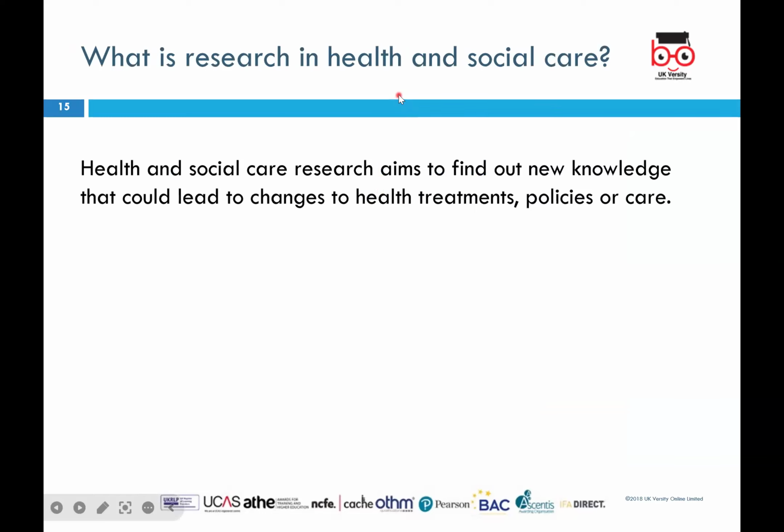What is research in health and social care? Health and social care research aims to find out new knowledge that could lead to changes in health treatments, policies, or care. Now you're working in a setup. I'm not in that setup. I'm in education, basically, higher education, but where you are coming from, you could have a say in policies, in care, or in health treatment. So this is why you're specializing in health and social care.